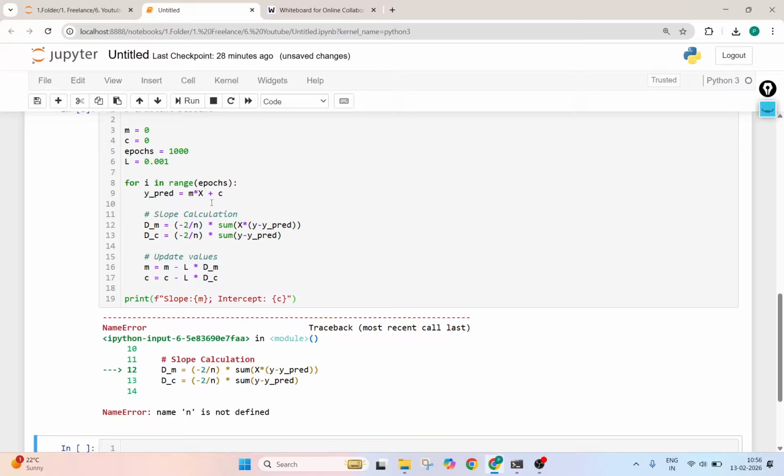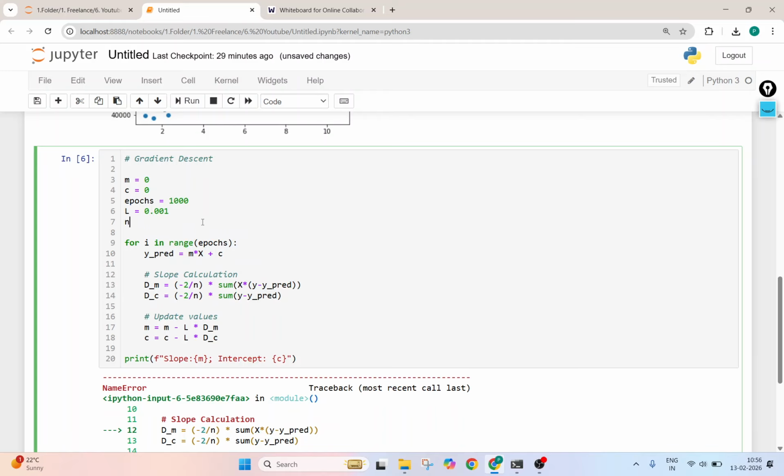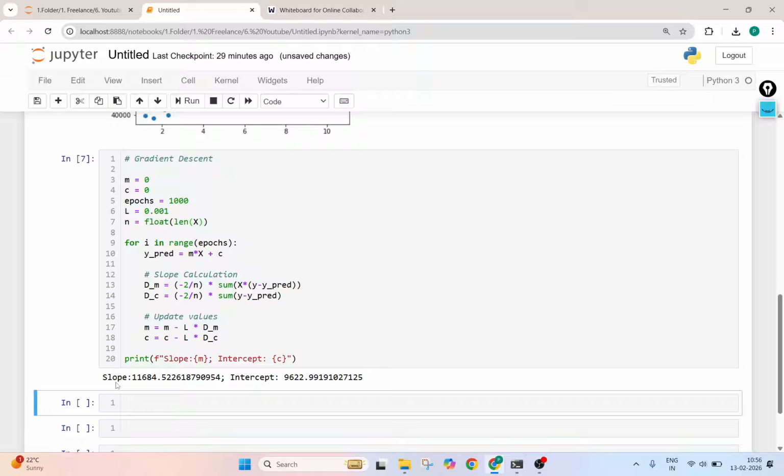Okay, got the point. So n is what? N is nothing but the total length of x. So let us also define this over here. N equals float of len of x. So I get the value of slope as well as the intercept. All right, great.